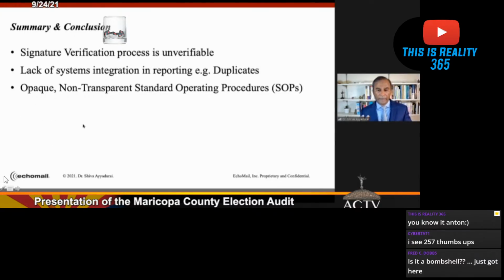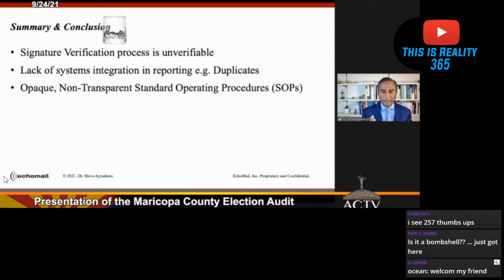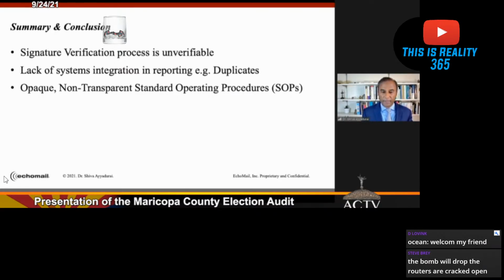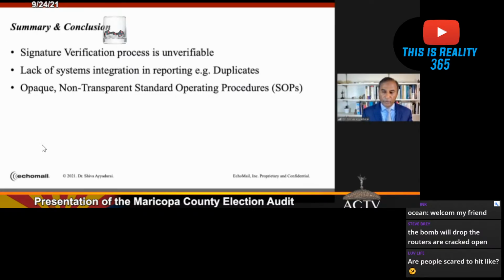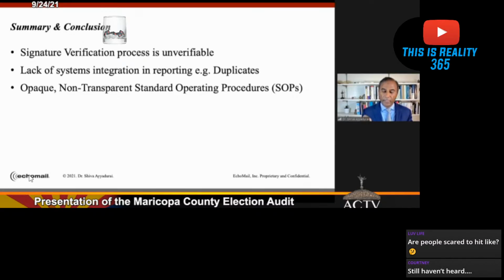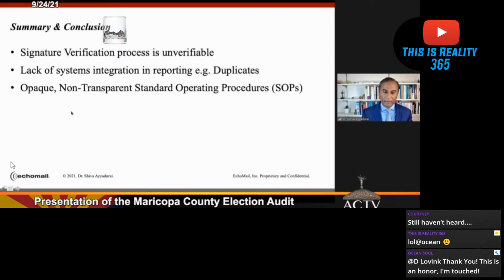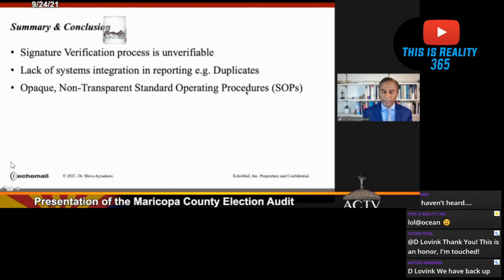So we believe our conclusion is that the signature verification process, no pun intended, is unverifiable. We can't really verify this process. And there's a lack of systems integration and reporting. For example, the EV33s, which should have all the early voting ballots, just on the duplicates issue, we haven't had time to do a full systems integration. That wasn't the scope. But even on the ballots, we have far more duplicates than what are even in the system. And currently, because we haven't been able to get access to the standard operating procedures, that is opaque and non-transparent.